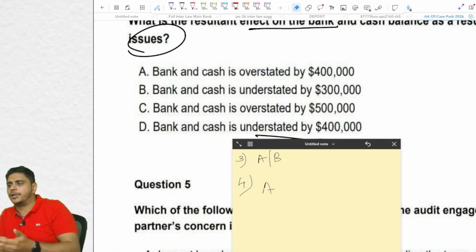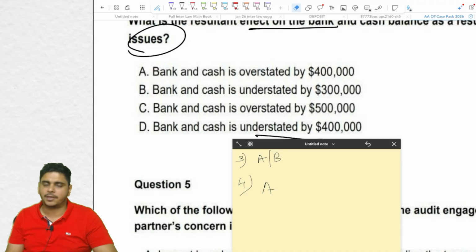Ideally, it should not be included. So my answer is overstated by $400. 400 lakh dollars. Okay. $400,000. My mistake. $400,000.